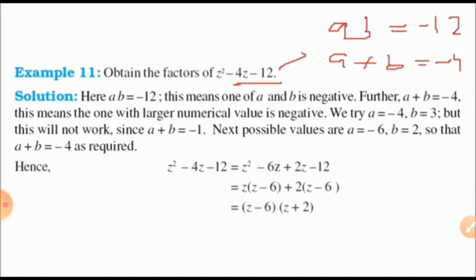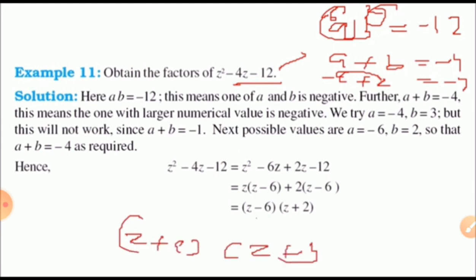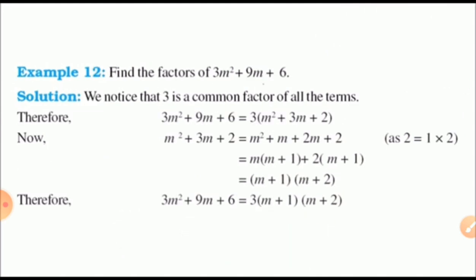So a plus b is equal to minus 4. This means the one with the larger numerical value is negative. We tried a equal to minus 4, b equal to 3, but this will not work, because a plus b is equal to minus 1. That's why it's minus 6 and 2, which gives us minus 4. Isn't it? Yes. So the final answer is (z minus 6)(z plus 2).